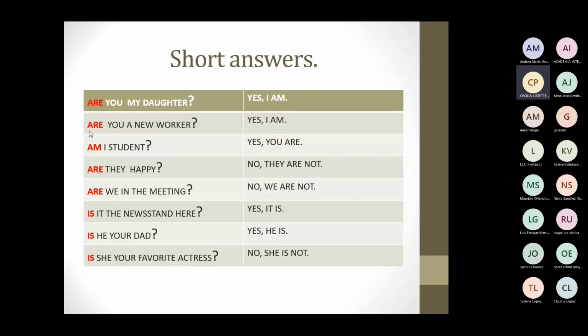No, I'm not new worker. Okay, good, perfect. Question number three. Am I a student? Yes, you are a student. Okay, good. Number four. Are they happy? Yes, they are happy. Good. Number five. Are we in the meeting? Yes, we are in the meeting. Okay, good. The next one. Is it the new stand here?